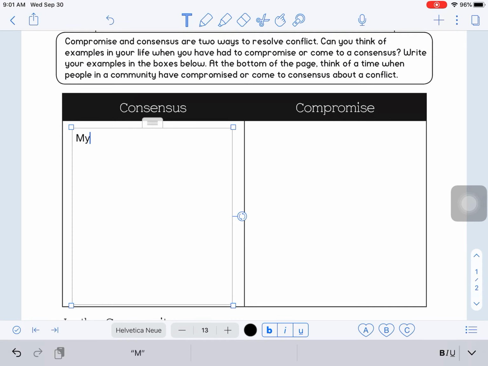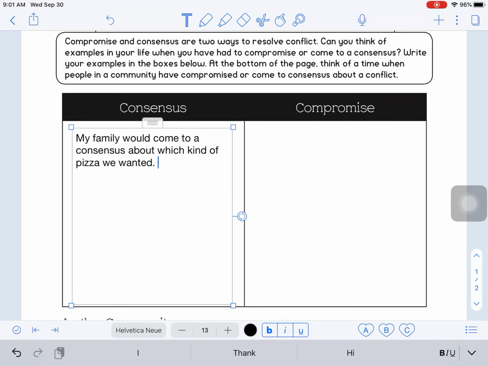So I would write, oops, I still spelled that word wrong. There we go. About which kind of pizza we wanted.